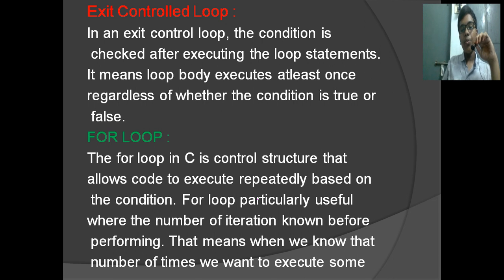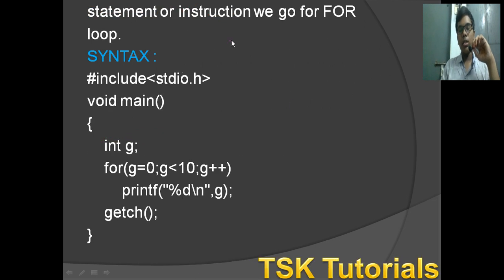When we know the number of iterations in advance, we have to go for loop. Otherwise, you should not go for loop. That's the main point. You have to keep it in your mind for using the loops. It means when we want to execute some statement or instructions a certain number of times, we go for loop.